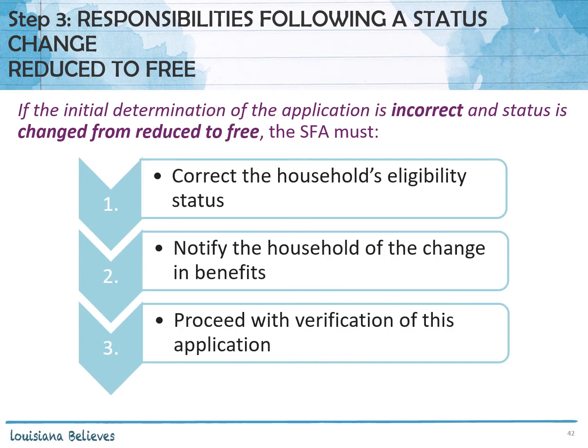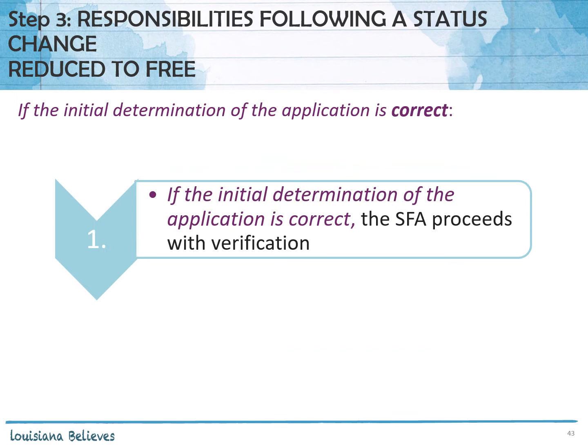If the initial determination of the application is incorrect and the status is changed from reduced to free, the SFA must: 1. Correct the household's eligibility status. 2. Notify the household of the change in benefits. And 3. Proceed with verification of this application. If the initial determination of the application is correct, the SFA will proceed with verification.